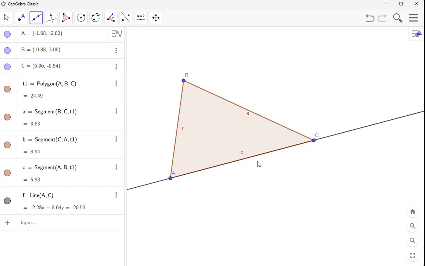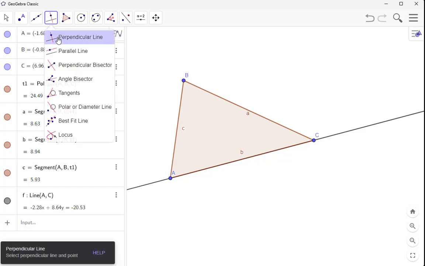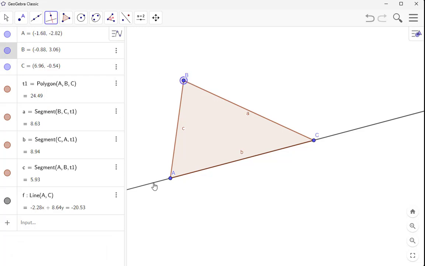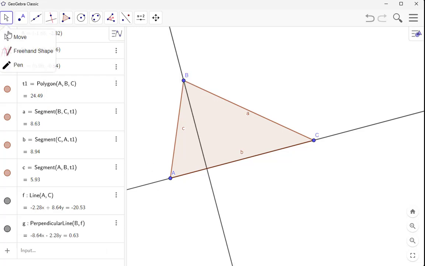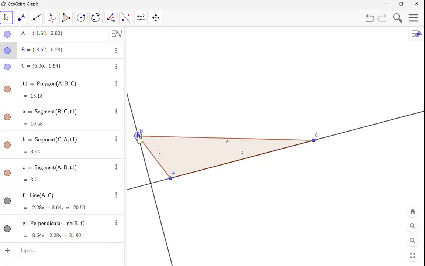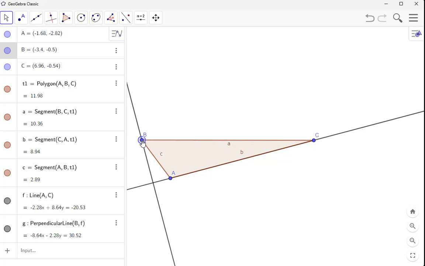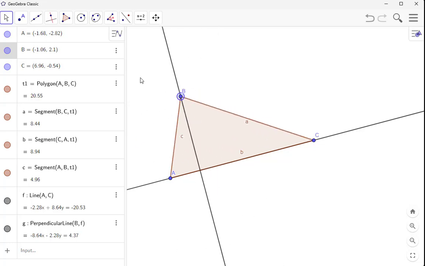Like in this case, if I think of side AC as the base, the altitude's inside the triangle. I can do the perpendicular line to the line containing that side. But if I have an obtuse angle there, then the altitude may actually go outside the triangle. The centroid's always inside the triangle. The orthocenter might not be.